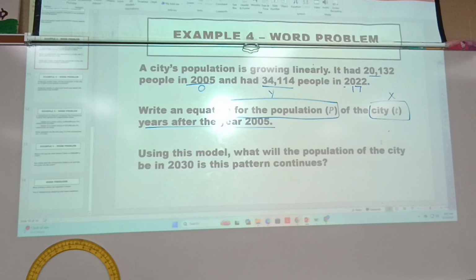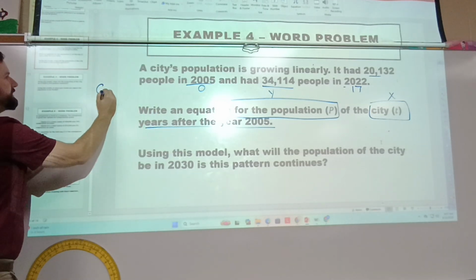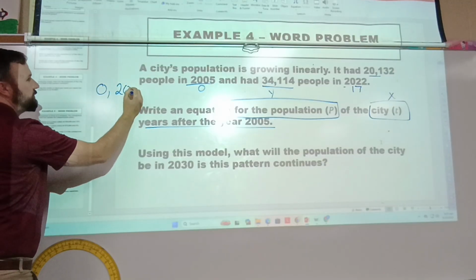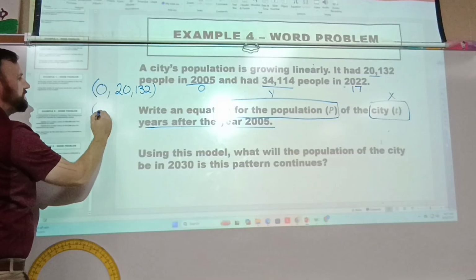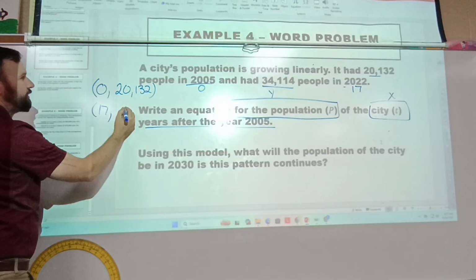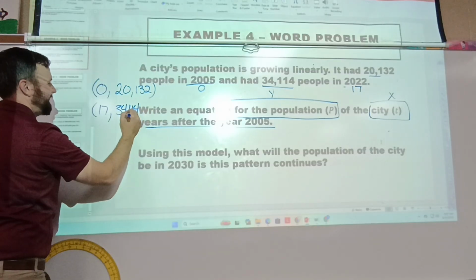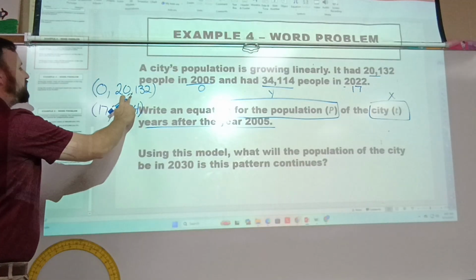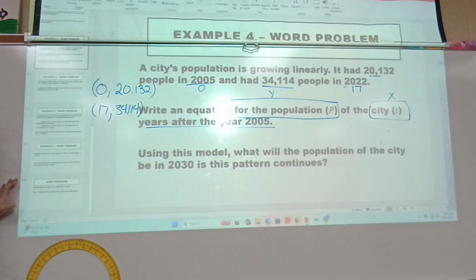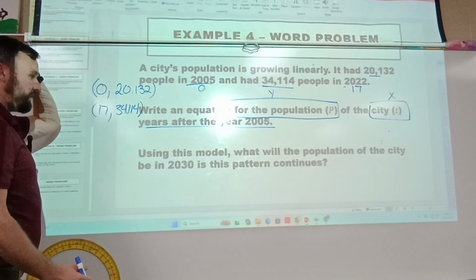All right, we're almost there. That's the hard part. So I have 2 points. I have the point 0, 20,132. And I have the point 17, 34,114. Those are my 2 points, right? This is where our system of using commas doesn't make sense. Some other countries have a lot of commas. So what do I need to find an equation?